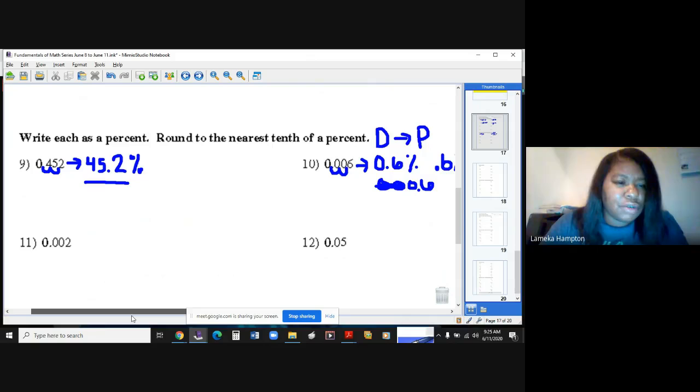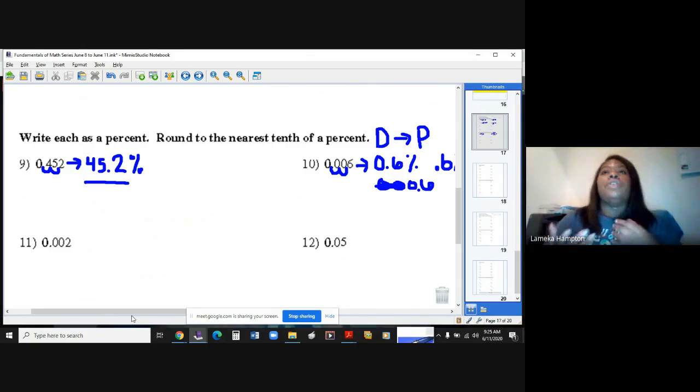Now I'm going to scroll back over for number 11, and I'm going to do the same thing. So far for numbers 9, 10, and now 11, I have not deviated. I have not changed. I have not done anything different. I simply moved my decimal 2 places over to the right, and I added my percent sign. That's all I did. So I'm going to do the same thing for number 11.